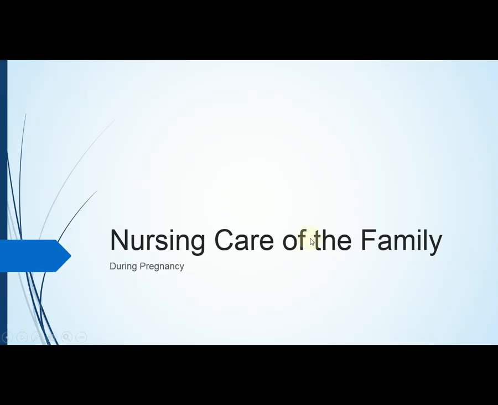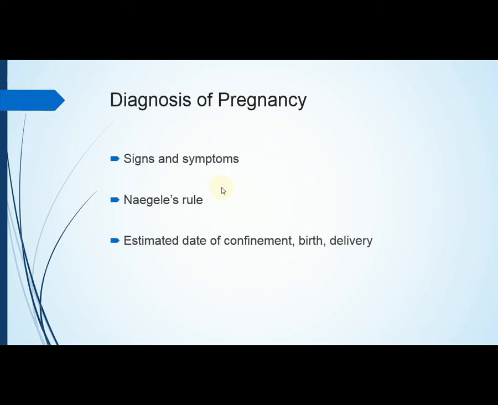We're going to go through chapter 14, which is the nursing care of the family during pregnancy. This one is a little bit odd, and it's thrown a lot of things in here that were in other chapters before, and I'm not sure that it makes a whole lot of sense to me, but since you aren't aware of the changes, it's not going to be any difference to you whatsoever. So first of all, they want to talk about the diagnosis of pregnancy: signs and symptoms of pregnancy, how to do Nagele's rule, and how to do the estimated date of confinement, birth, or delivery, however you want to say that.